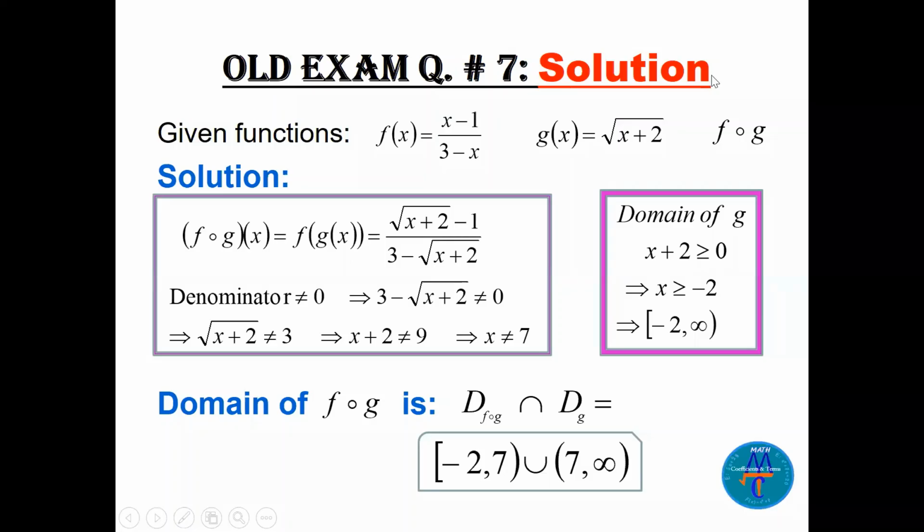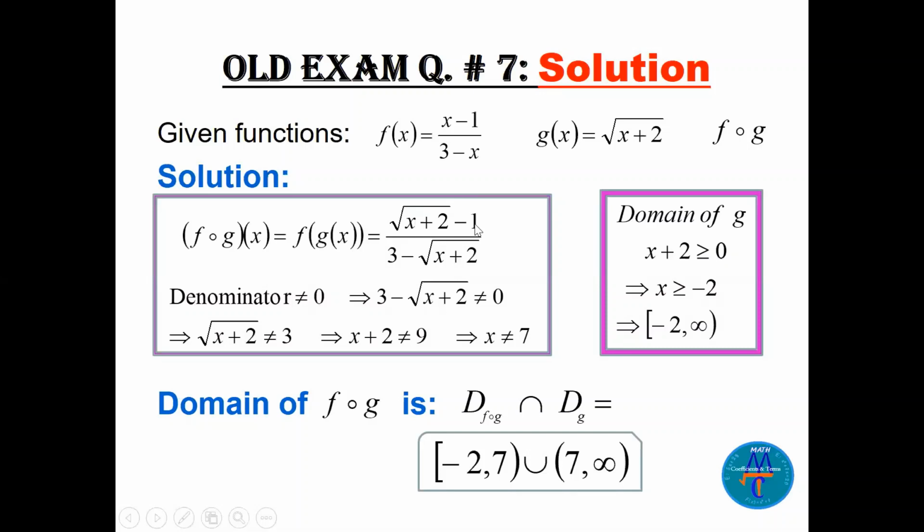Now let's look at question number 7 solution. We have the functions f and g, and I will look first at the domain of g because it's easy. I put it here on the side. Take the radicand, x plus 2 greater than or equal to 0. So the domain of g is only from minus 2 closed until infinity. Now let's look at the important part here. f circle g means f of g. So I replace x in the function f with g, the square root of x plus 2. So it becomes like this.